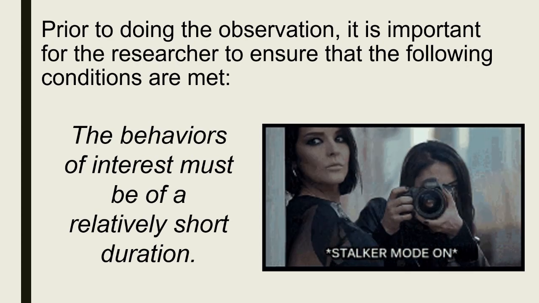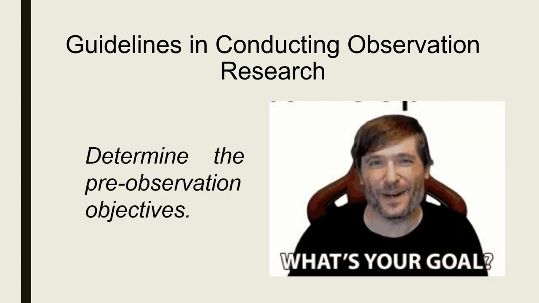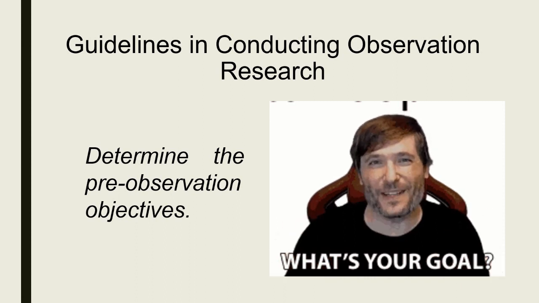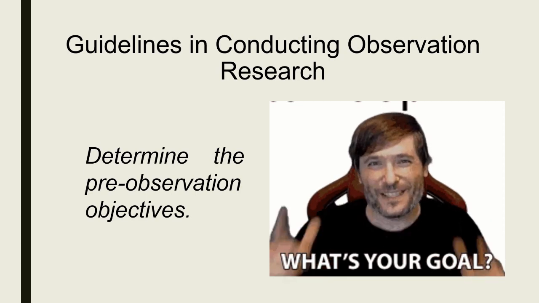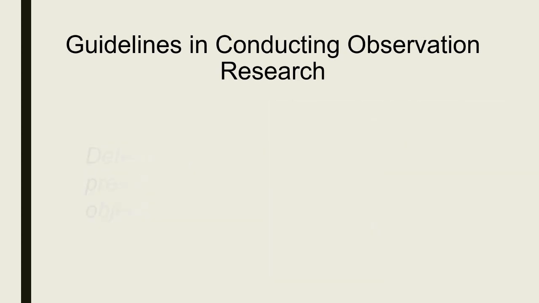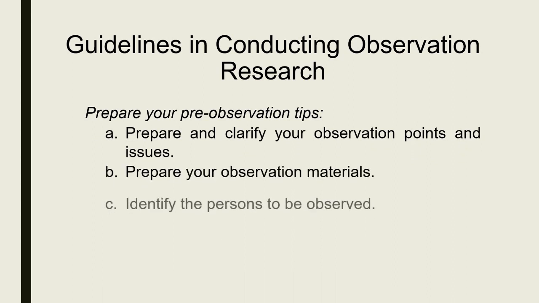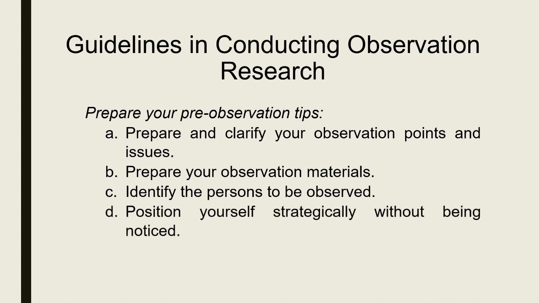So now, let's talk about the guidelines in conducting observation research. As always, the first step is to determine the pre-observation objectives. You have to find out what particular behavior you are going to observe. Next is to prepare your pre-observation tips. So you can prepare and clarify your observation points and issues. Prepare your observation materials. Identify the persons to be observed. And position yourself strategically without being noticed.